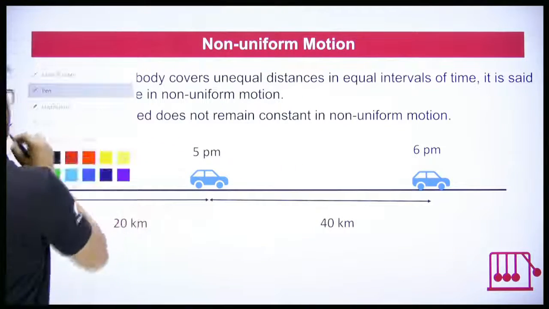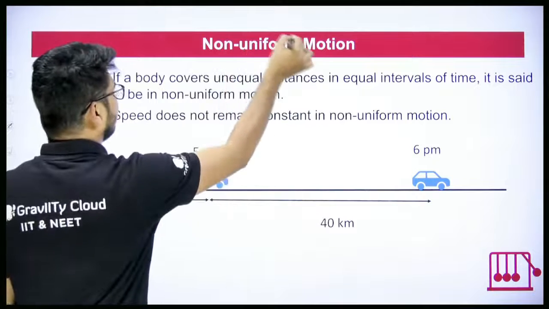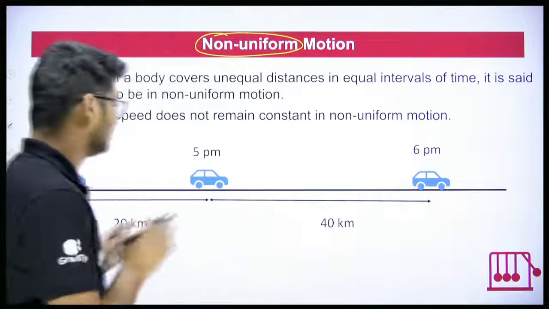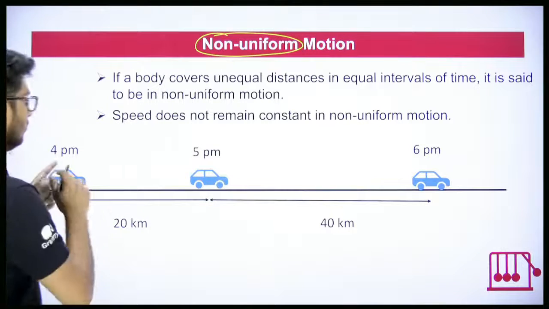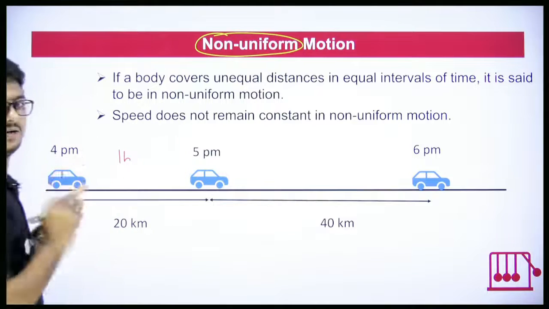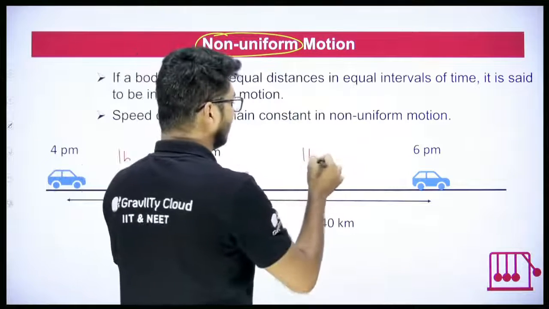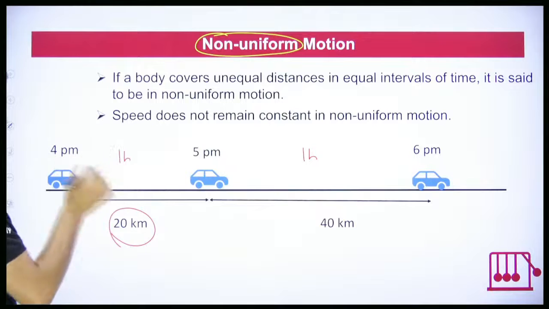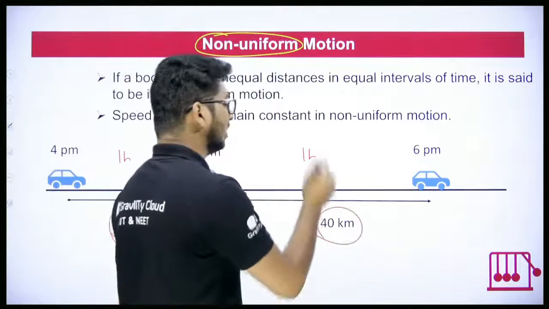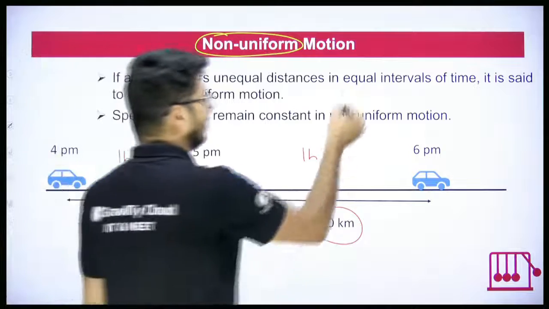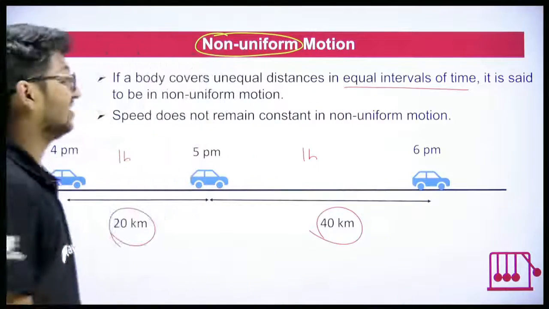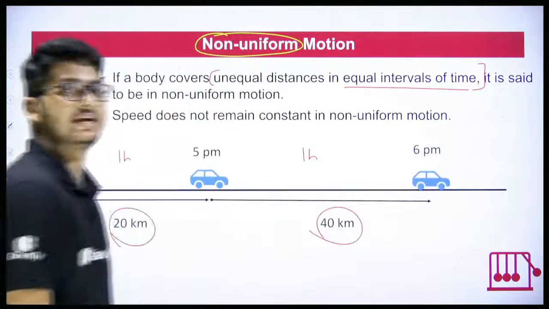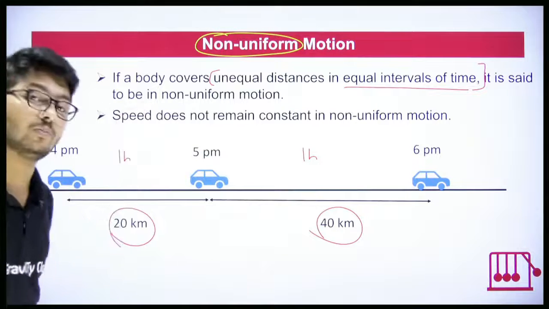So, then you have non-uniform motion. I told you uniform means constant. So non-uniform will mean not constant. So you have a simple example here. Look at the example. 4 p.m. to 5 p.m. time taken is 1 hour. 5 p.m. to 6 p.m. time taken is 1 hour. But look at distance traveled. For the first 1 hour it is 20 kilometers. For the second 1 hour it is 40 kilometers. So time interval is equal. But the distance traveled is unequal. So unequal distances in equal intervals of time. So that means it is non-uniform motion.